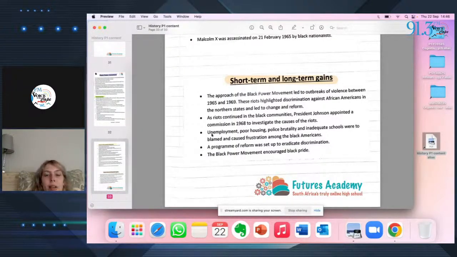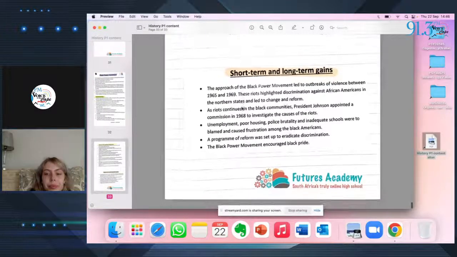It was found that unemployment, poor housing, police brutality, and inadequate schools were to blame and caused frustration among the Black Americans. A program of reform was set up to eradicate discrimination, and the Black Power movement encouraged Black pride.